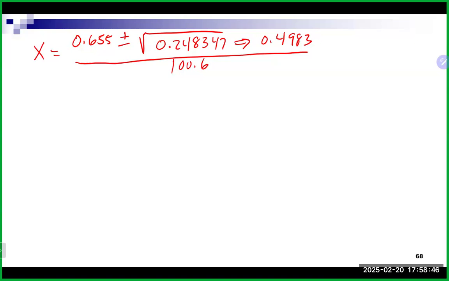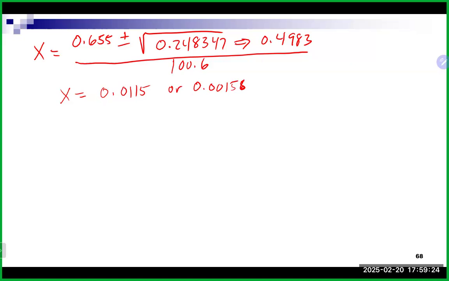So let's see what we get here. 0.655 plus 0.4983 divided by 100.6. That gets us an x equal to 0.0115, we'll call it. And if we do the minus, 0.655 minus 0.4983 divided by 100.6, that gets us 0.00155 or 6. We could go there, I suppose, in that particular case.